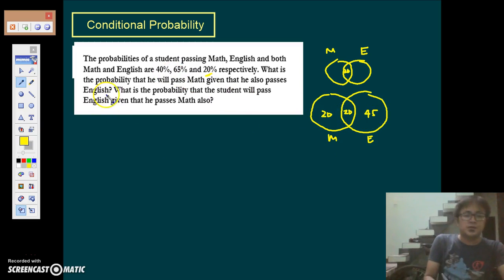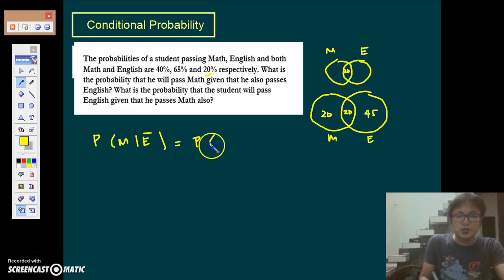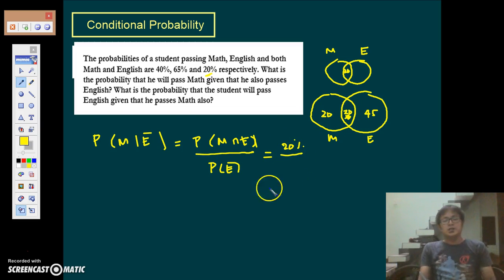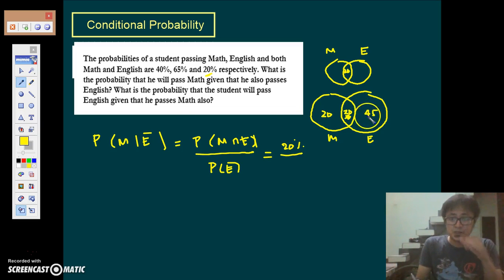Now, the first question: the probability he will pass math given that he passes English. So the probability of math given English is equal to the probability of M intersection E over the probability of E. M intersection E is the value in the middle, so 20%. And the probability that he passes English is of course 65%. So this is 20 over 65%.